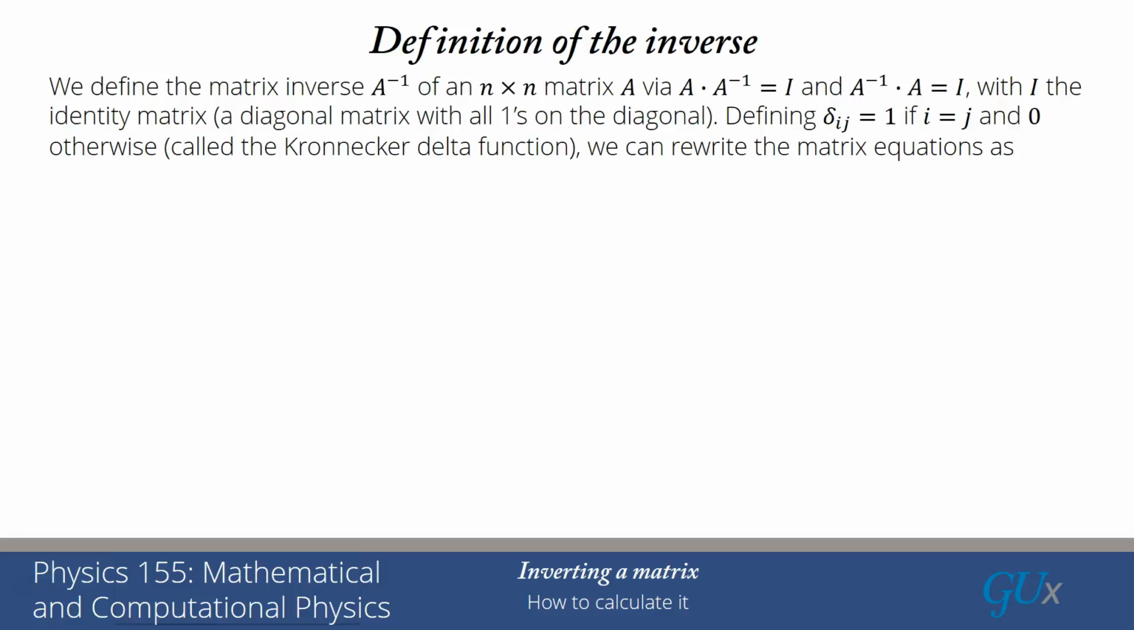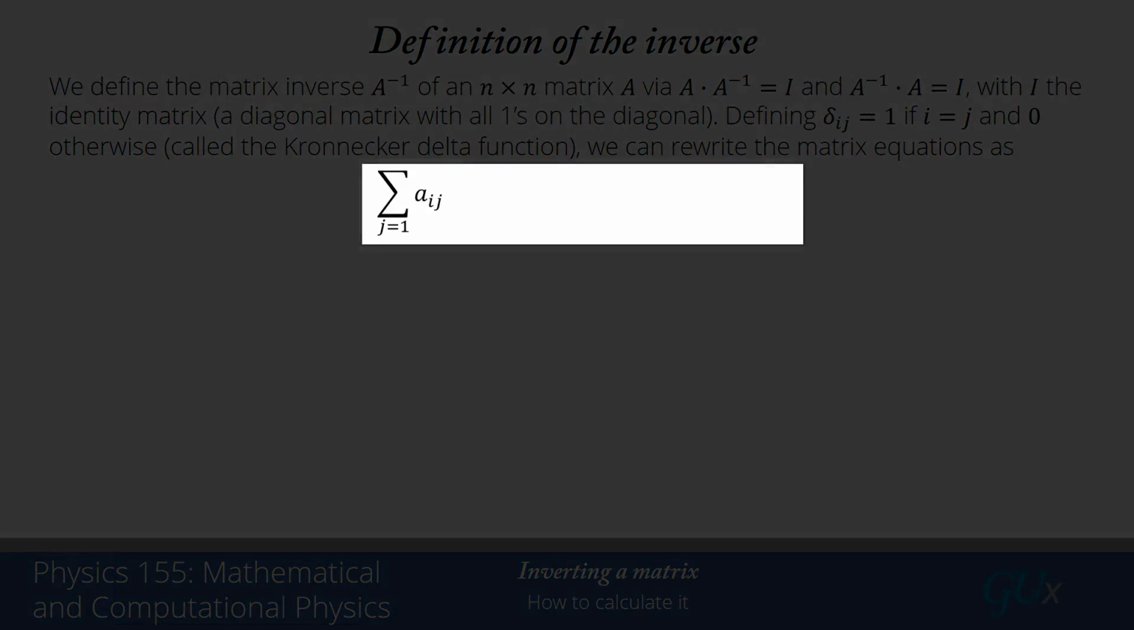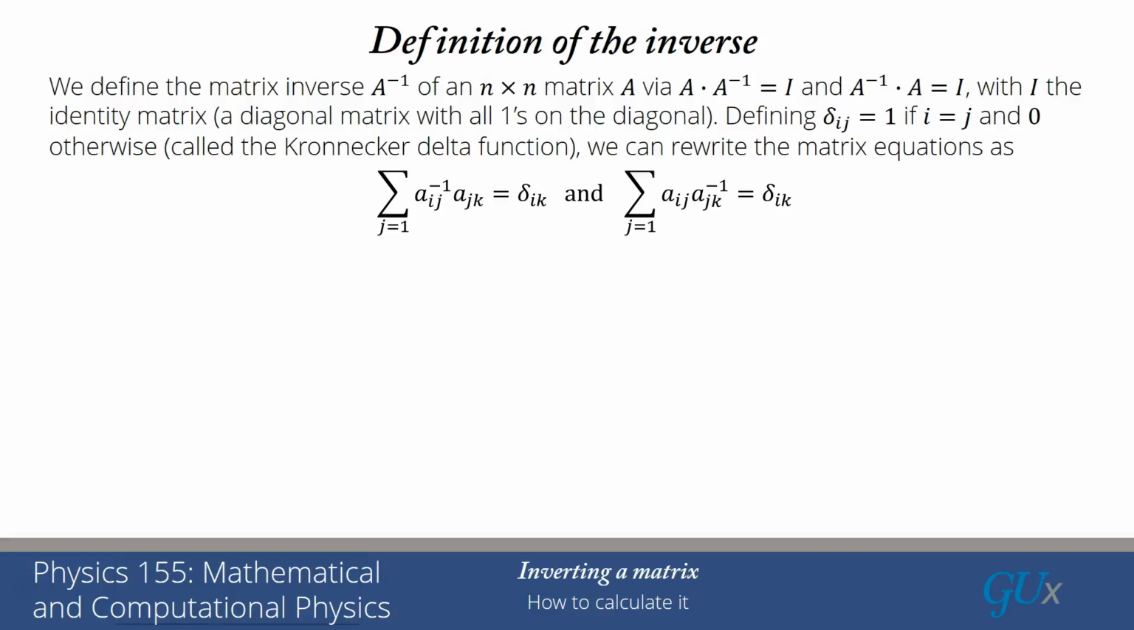So using that Kronecker delta function, we can rewrite the definition of the inverse as the sum over j, A inverse ij, ajk equals delta ik. And similarly, the sum over j, aij, A inverse jk equals delta ik, where the sum over j is over the n elements from 1 to little n. And so this is the definition of what the inverse is. It's simply using the matrix multiplication definition and equating that to the identity matrix.